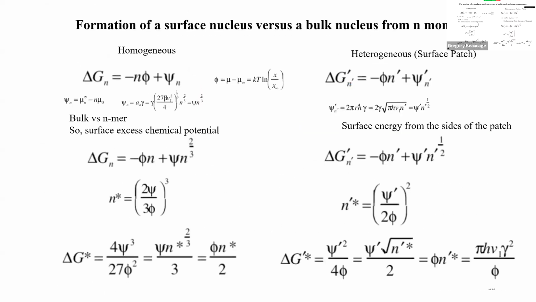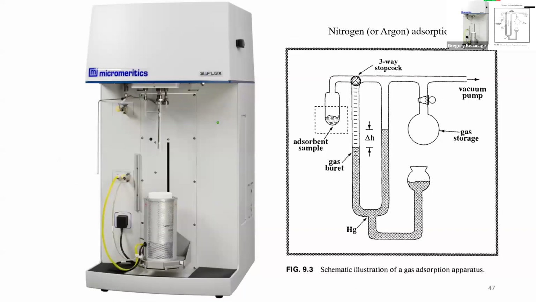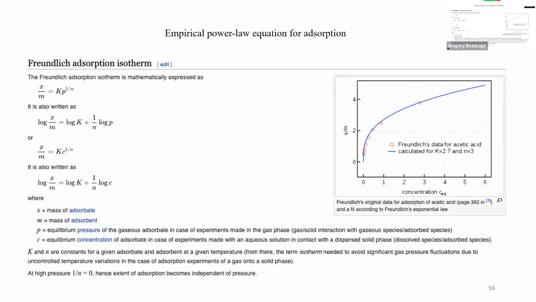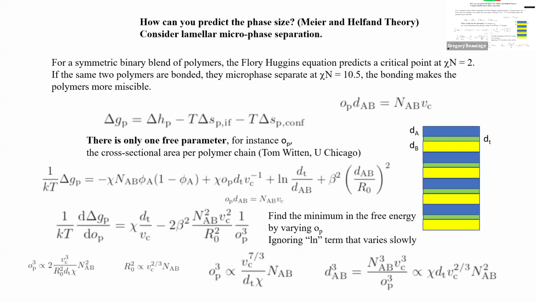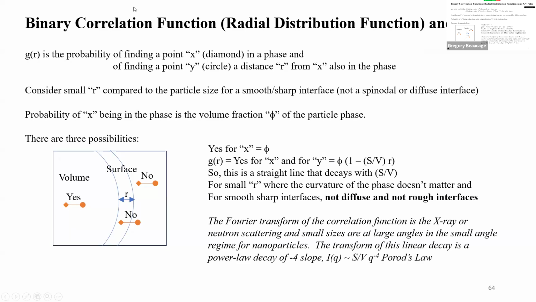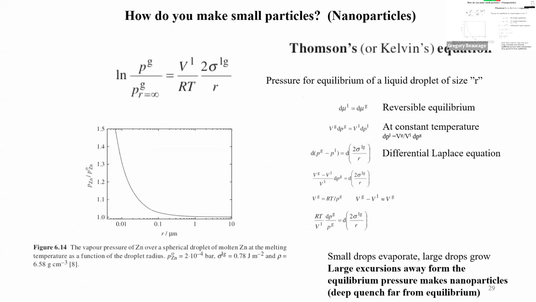And then there's some stuff on gas absorption measurements to get surface area. And then the Langmuir equation and the BET equation. And then I guess that's the third thing. Oh, there's a fourth and a fifth thing: block copolymers, phase sizes, and finally the correlation function thing that I mentioned before. It has to do with surface too. So yes, there's a few things to go through.